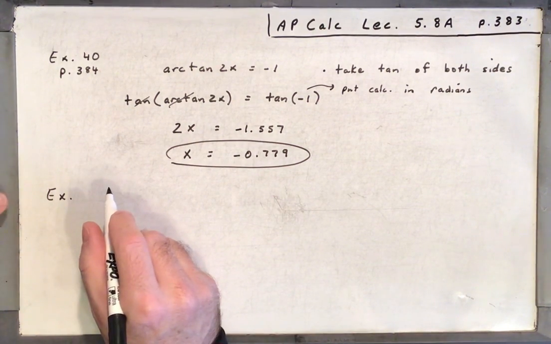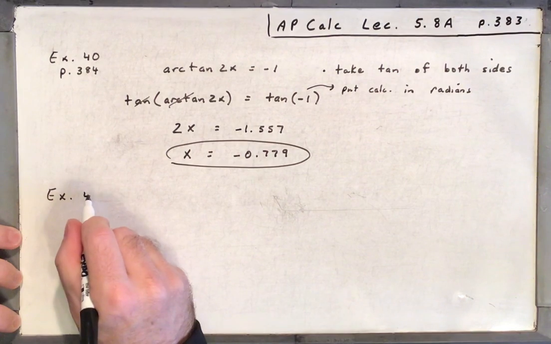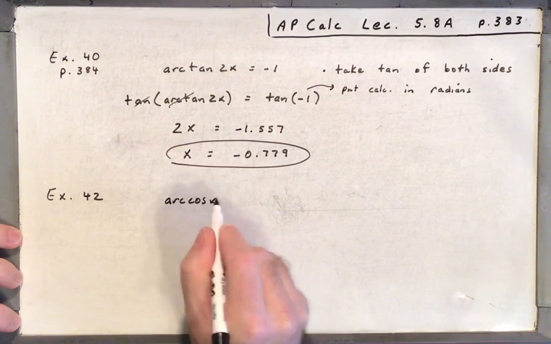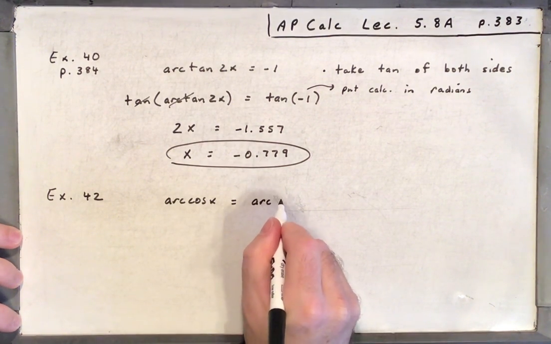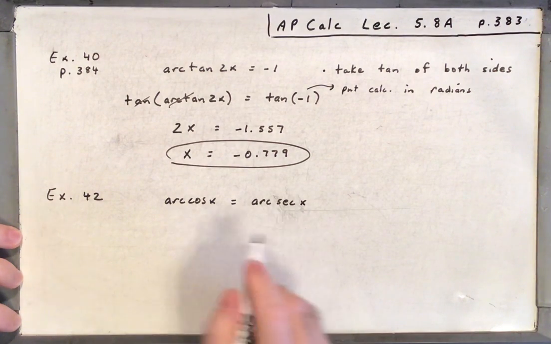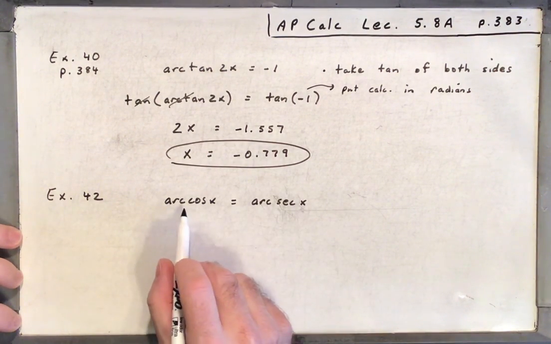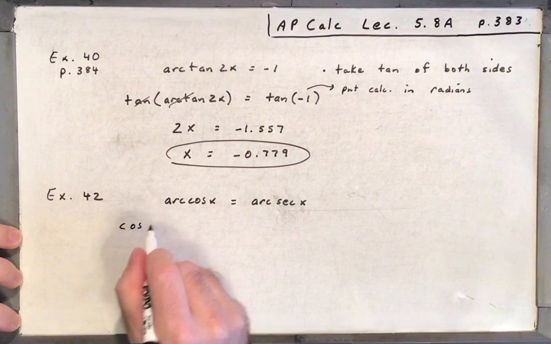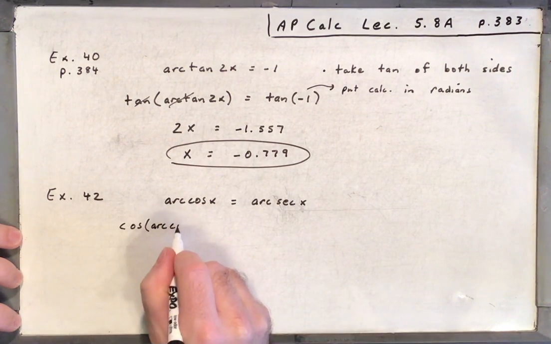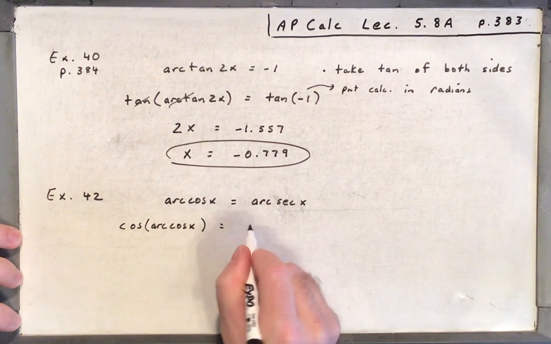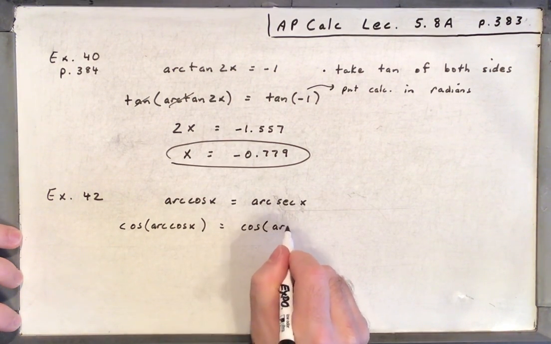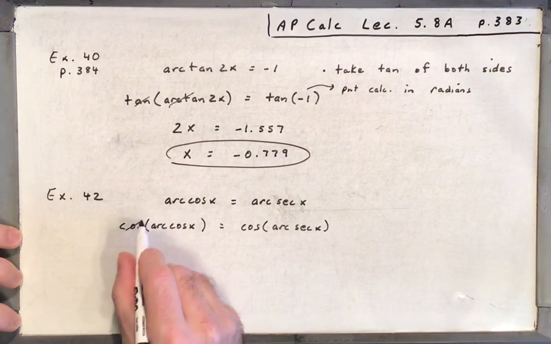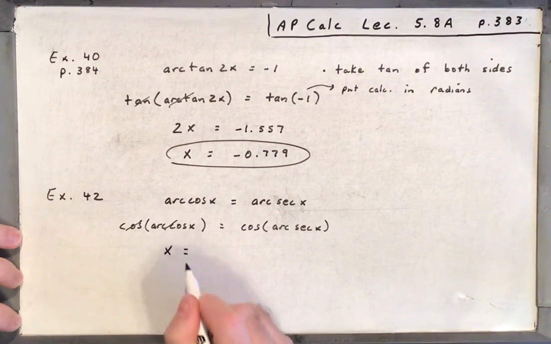And then finally, example number 42 is the arc cosine of x is equal to arc secant of x. Well, you could take the secant of both sides, or you could take the cosine of both sides. I'd rather work with cosine than secant. So cosine of the arc cosine of x is equal to the cosine of the arc secant of x. Cosine and arc cosine just cancel out and you have x. So that was what all that work was for.